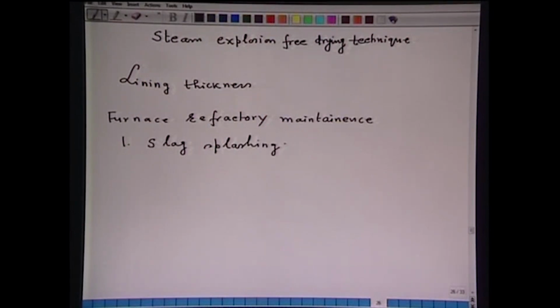Slag splashing. This was developed around 15 years ago, and today some plants claim that they have achieved around 60,000 heats in one particular vessel by using slag splashing technology. The details of it I had already explained to you when I was explaining the slag splashing technology in BOF steel making. Here I will just put it in short.